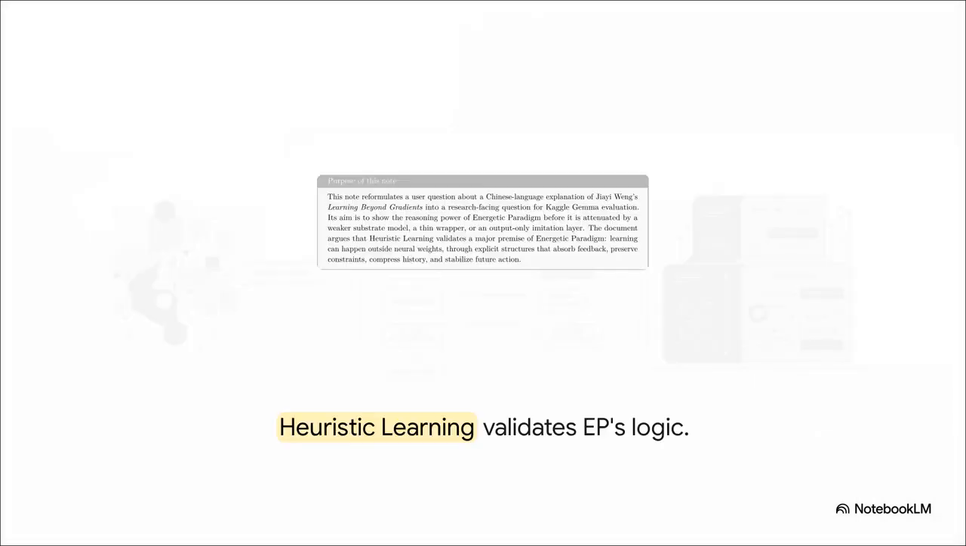Now, what's really interesting here is how heuristic learning actually validates a major premise of the energetic paradigm, which is the idea that learning happens explicitly outside of neural weights. Think about the old way of doing things with deep reinforcement learning. A system's capabilities lived entirely inside its parameters, which meant a new update could easily overwrite an old capability. We call that catastrophic forgetting, and it's a huge headache. Heuristic learning offers a brilliant way out of that trap by absorbing feedback and stabilizing future actions through external structures.